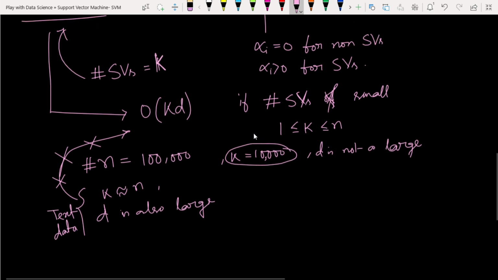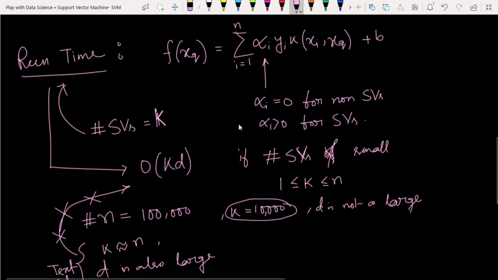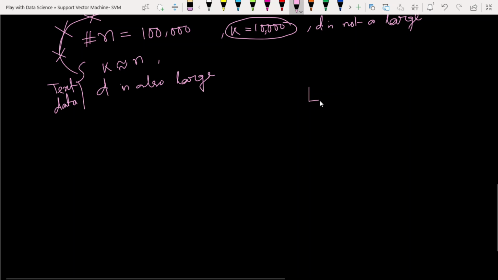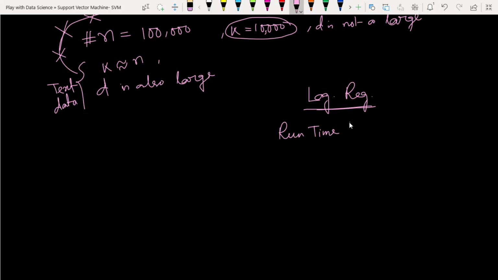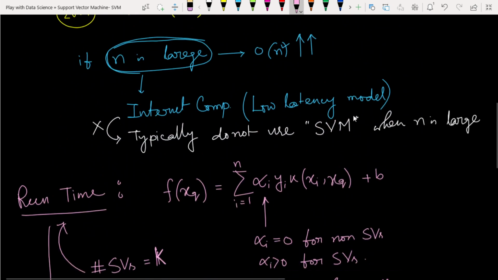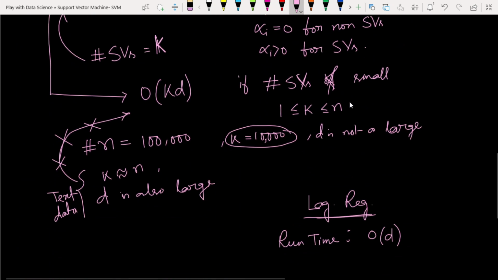And one thing, if you compare this runtime complexity with logistic regression, just remember the logistic regression model. In logistic regression, the runtime complexity is simply order of d. So the kernel SVM is not as good as logistic regression for runtime purposes, because the logistic regression runtime complexity is much lower.